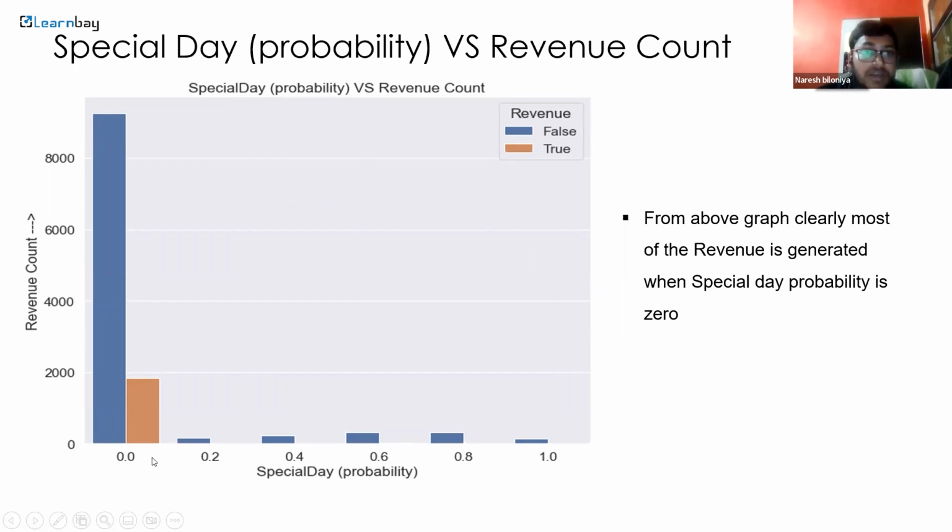And yes, this is our special day probability. We can see when the special day probability is 0, most of the revenue is coming at that time only. So we should also think about it, because it's a good thing when the probability is 0, but what about these areas? This is not a good thing. So this is also a concern for us. Yeah, thank you.